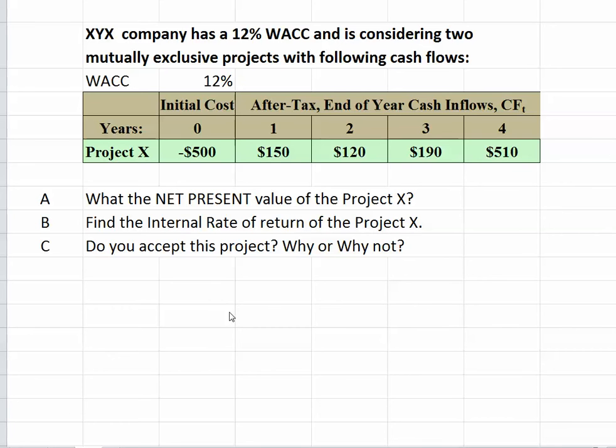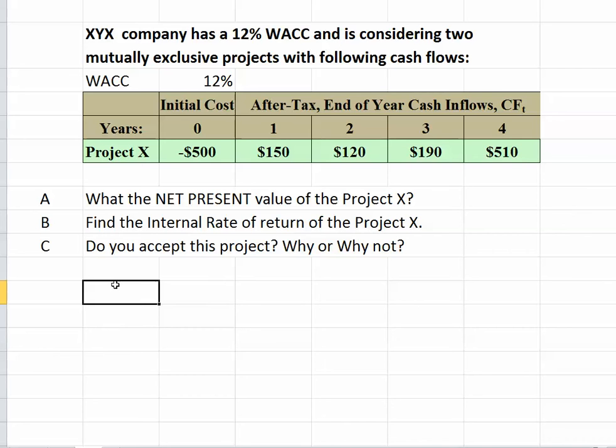Hi, in this video, I'm gonna go over how to find net present value, how to find internal rate of return, and how to decide if this project is a good project or a bad project. So let me start with question number one. Find the net present value of project X.